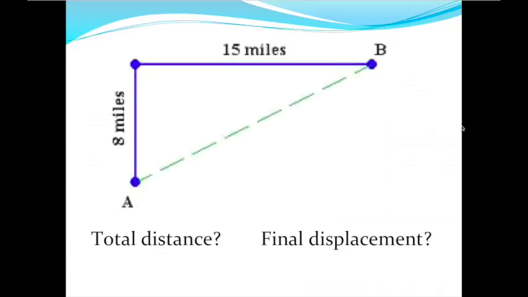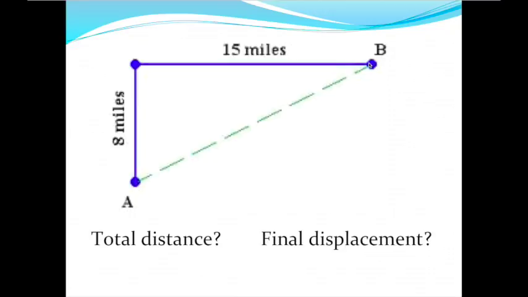This triangle here is going to become our best friend. Once again, we're finding out total distance and our final displacement. The path that was taken is the blue line. This one is very easy to find the distance: you just add up the path you took. So I walked 8 miles this way, then I walked 15 miles this way. That's a total of 23 miles.